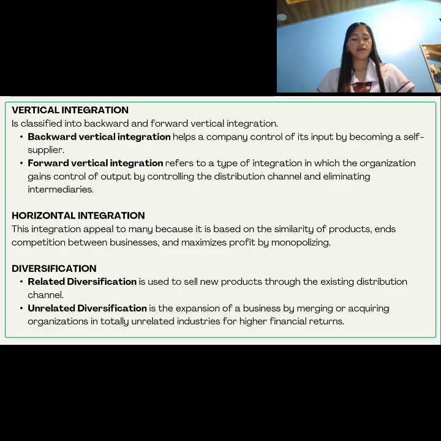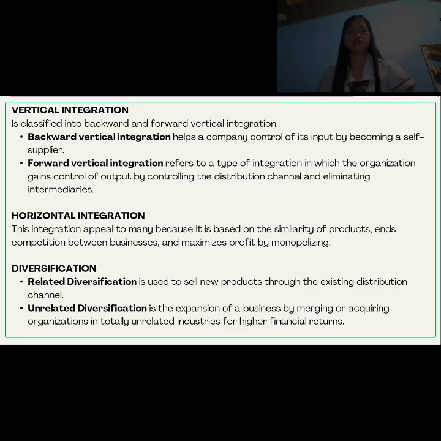Diversification, a business growth method where a company expands into new markets or introduces new products and services to increase revenue and reduce risk. So there are two types of diversification, the related and unrelated. Related diversification is used to sell new products through the existing distribution channel. So it is when a company decides to expand into new products or markets that are connected to what it already does. For example, kung ang company nga nag-manufacture og summer clothing, nag-decide nga mag-invest sa winter clothing.